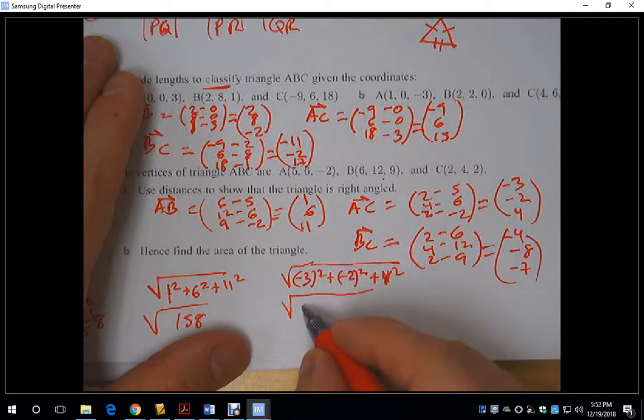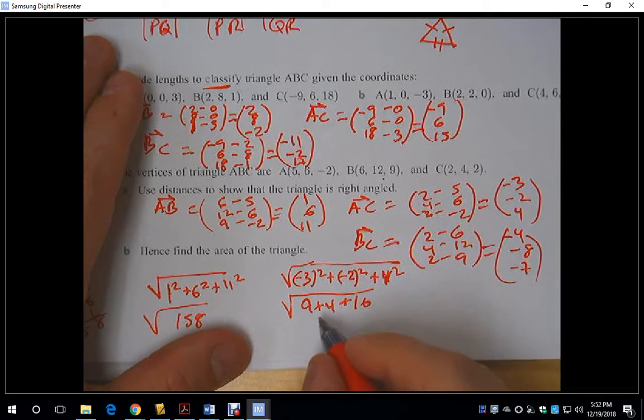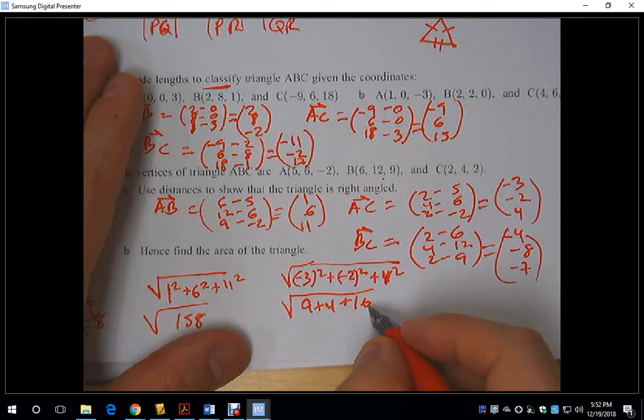Negative 3 squared is going to give me 9. And negative 2 squared is going to give me 4. And 4 squared is going to give me 16. So 9 plus 4 plus 16 is going to give me 29.